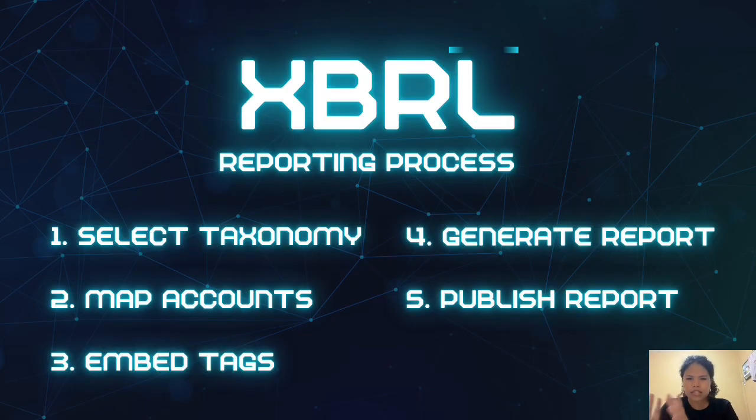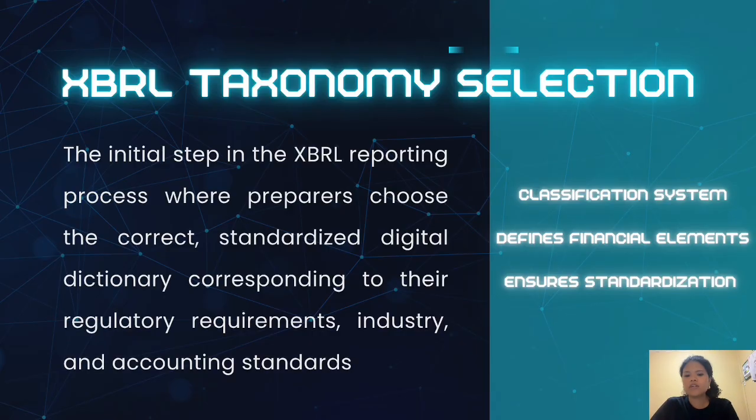So let us now go to the XBRL process. There are four key steps. First is the selection of taxonomy. A taxonomy is a classification system that defines what data should be included and how it should be labeled. This ensures that financial data is standardized and comparable across organizations.